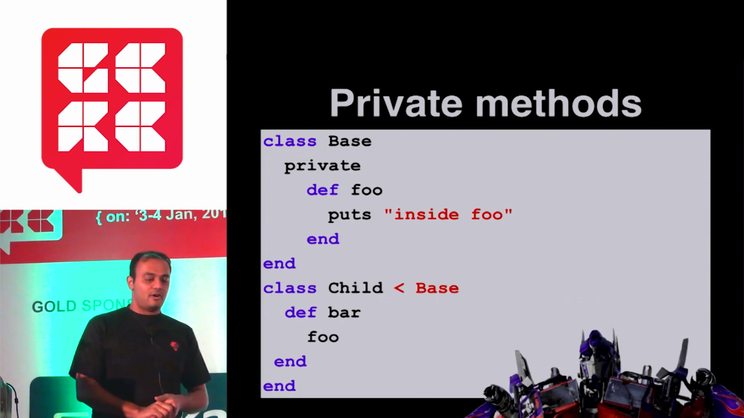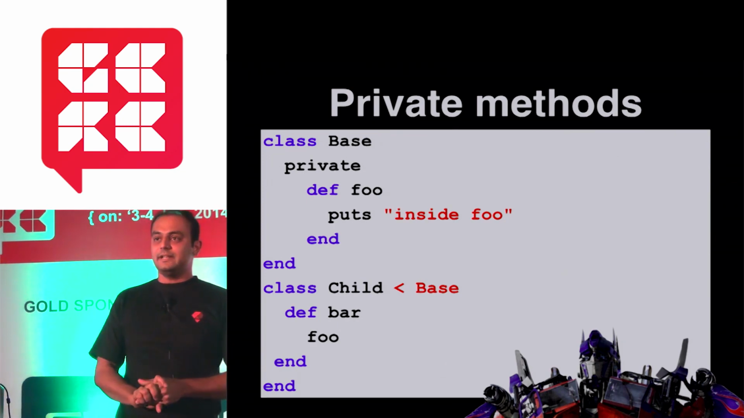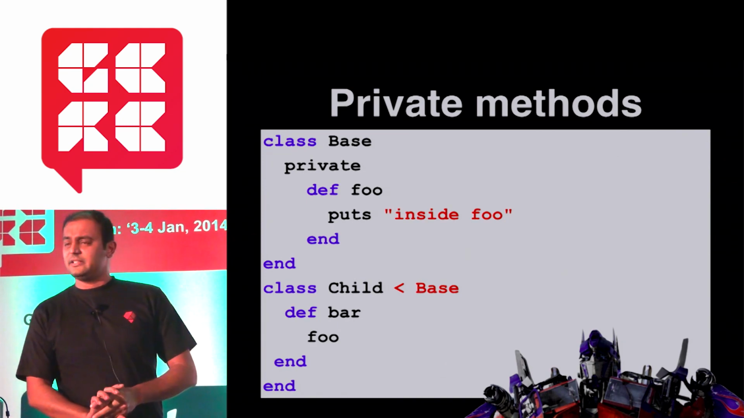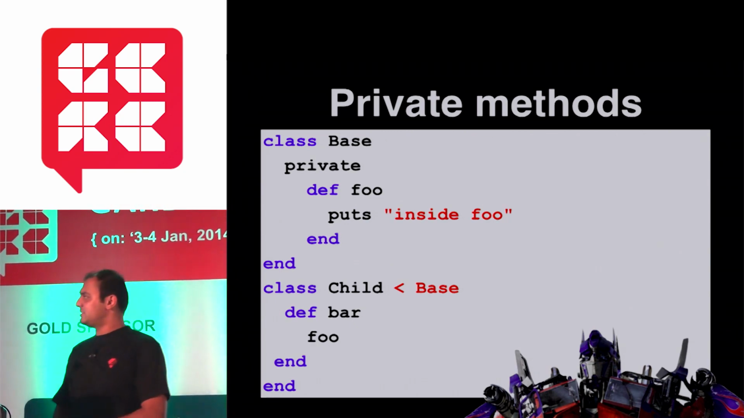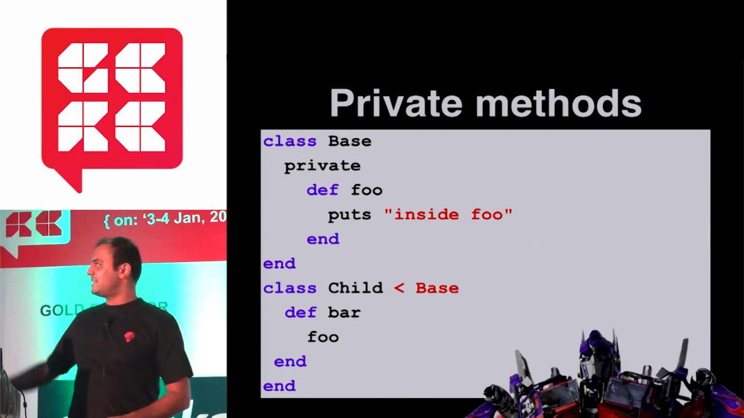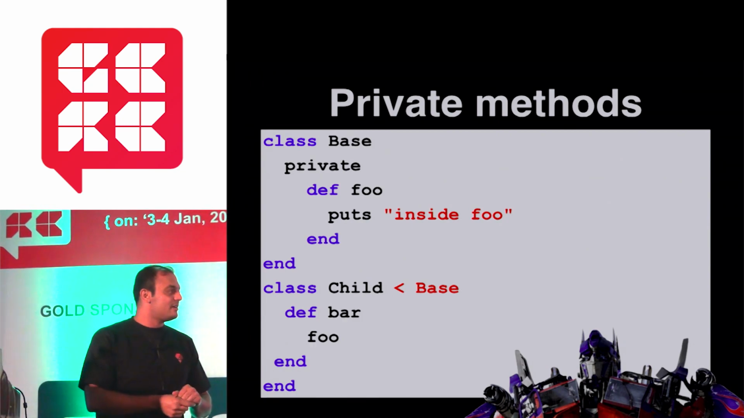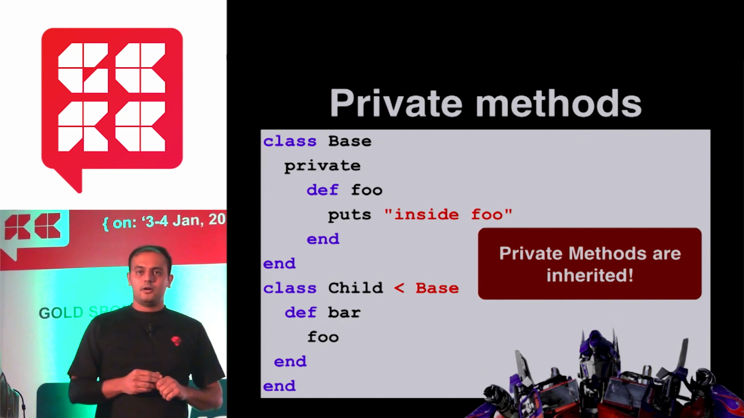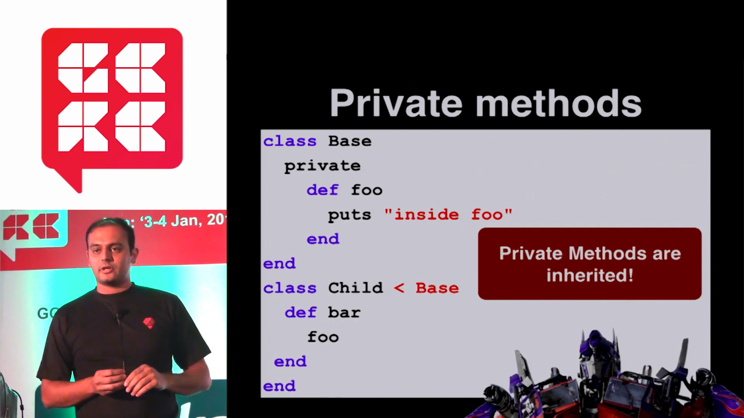Private methods. All of us have been taught since school, unfortunately, that private methods are not inherited. Are they inherited? As you can see, foo is a private method. And I ran out of creativity, so I just went with the standard base child foo, blah, blah, blah here. Is this going to work? All of us take a lot of things for granted.